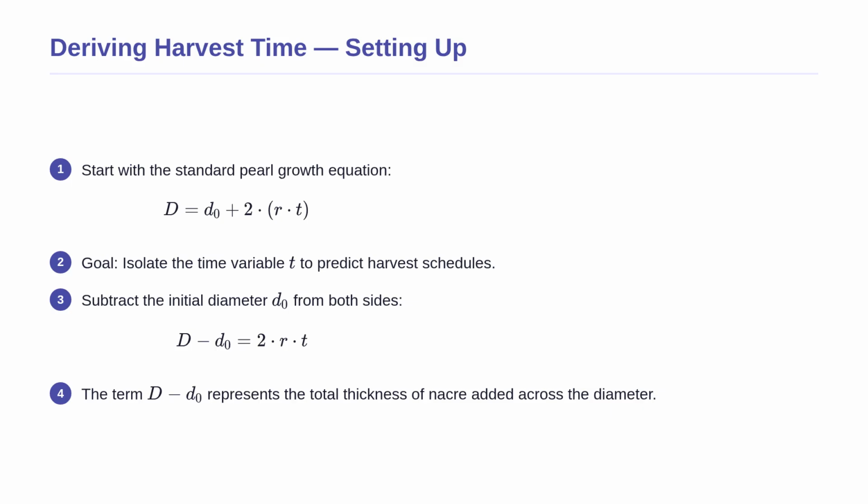We start with our original equation. D equals D naught plus 2 times R times t. Our goal is to isolate t on one side. The first logical step is to subtract the initial nucleus diameter, D naught, from both sides of the equation. This gives us D minus D naught equals 2 times R times t. Physically, this left side of the equation now represents the total amount of nacre that needs to be added to the diameter to reach the target size.